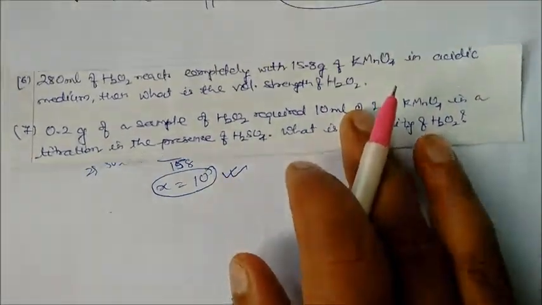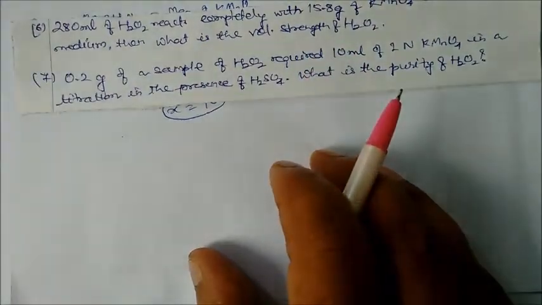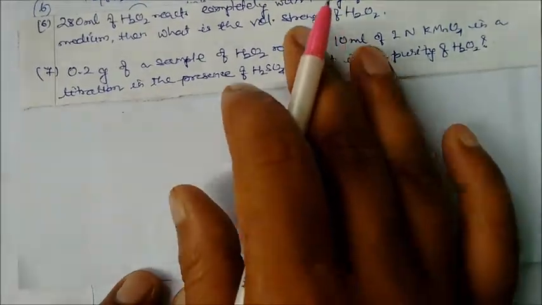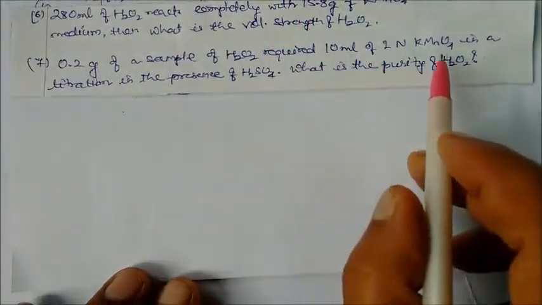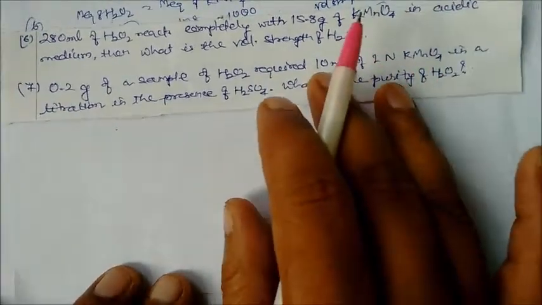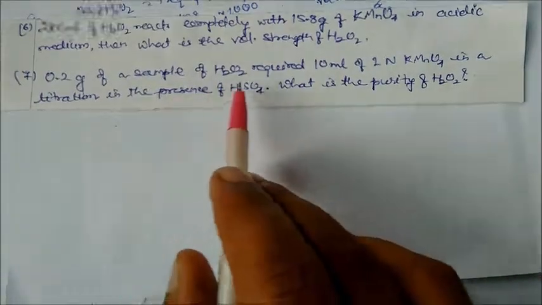Now we will see the next question. So the next question is this one. 0.2 gram of a sample of H2O2 is required to titrate 10 ml of 1 N KMnO4 in a titration in presence of H2O2. So what is the purity of H2O2? So this is given here, H2O2.